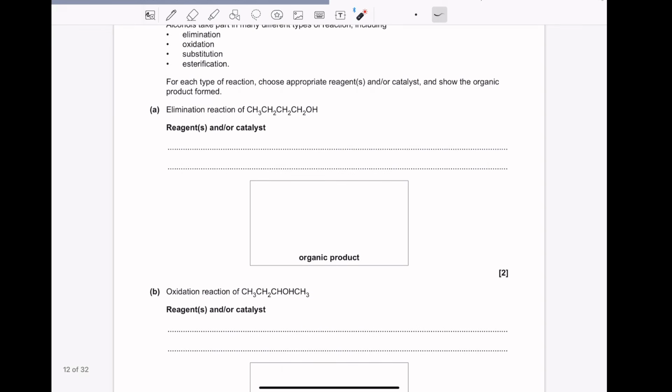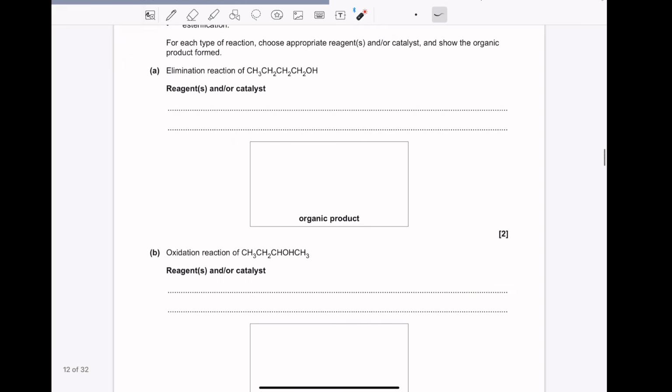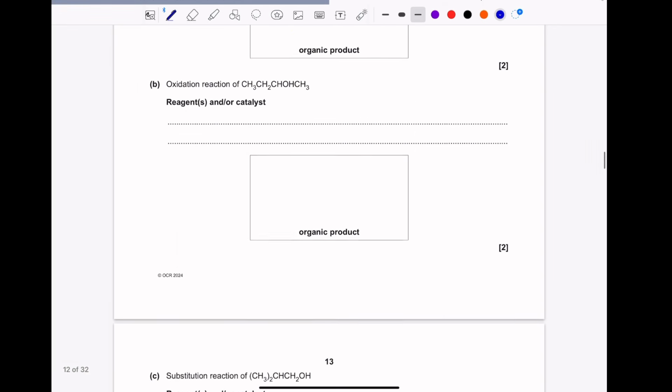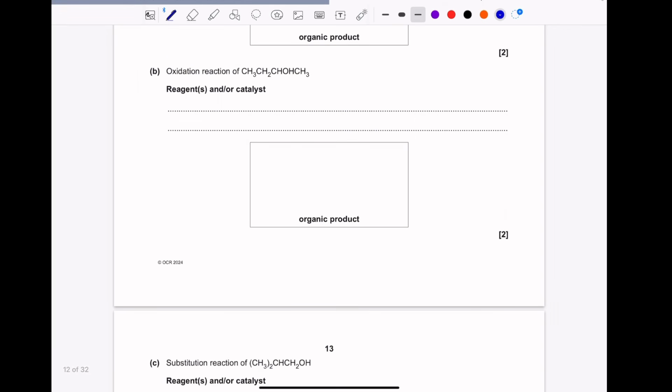For each type of reaction, choose appropriate reagents and/or catalyst and show the organic product formed. So first we have elimination, that would produce an alkene, and for that we require an acid, such as sulfuric acid, or even phosphoric acid, but you cannot use hydrochloric acid because the chloride ions present may result in a substitution reaction instead. And the alkene produced would be CH3, CH2, CH, double bond, CH2.